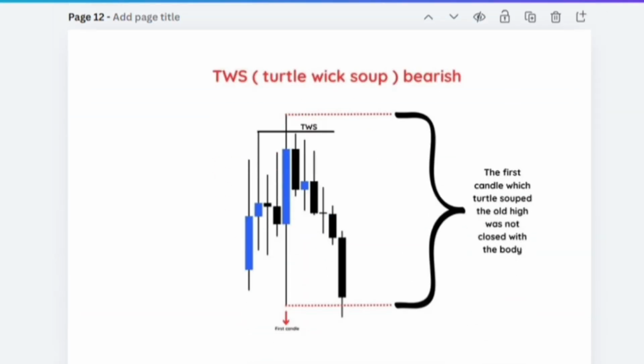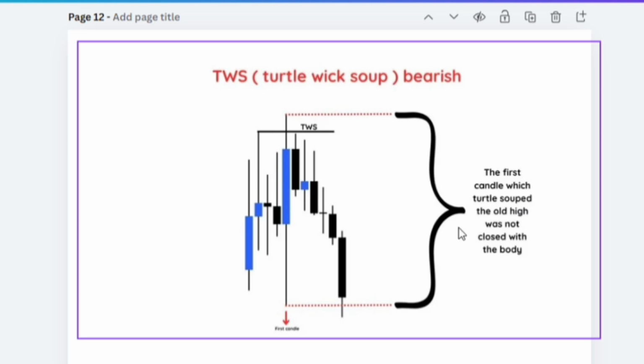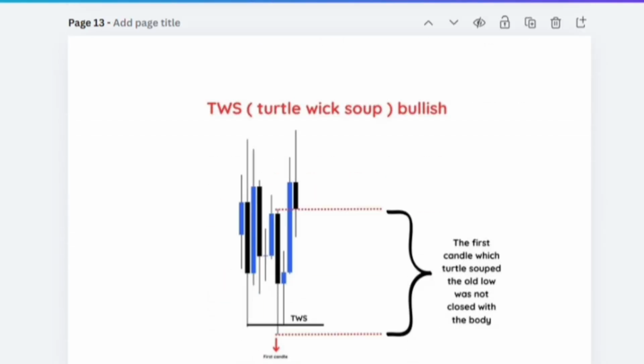You understand? Now let's talk about the weak one. Now the first candle which turtle souped the old high was not closed with the body. This is the example. This is the old high, and this is the candlestick. This particular candle did not close above it. It just tapped into it, swept it, and retraced, leaving only this particular wick over here, and price closes inside it. Do you understand? Let's continue.